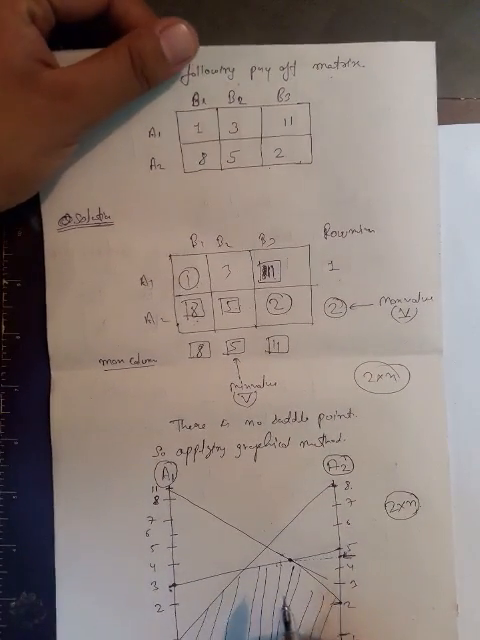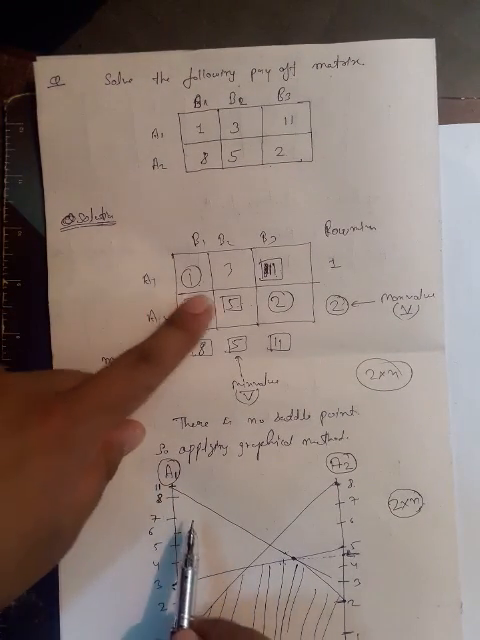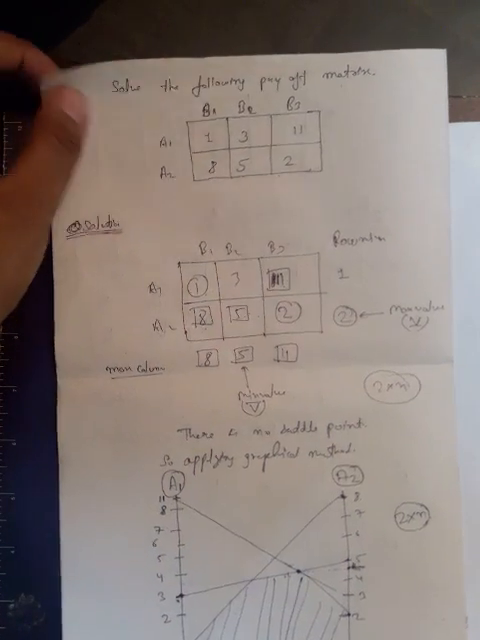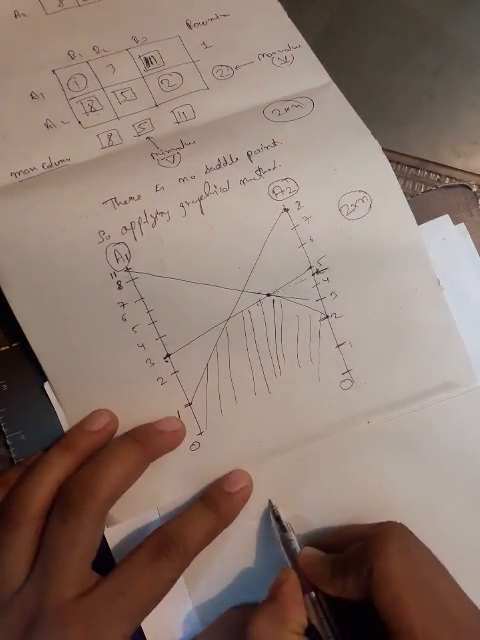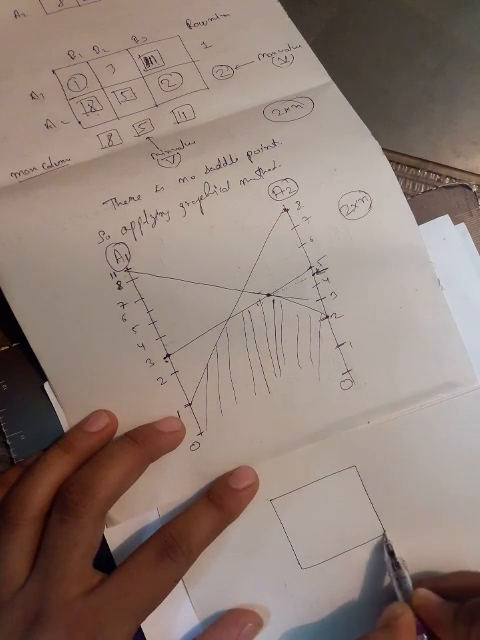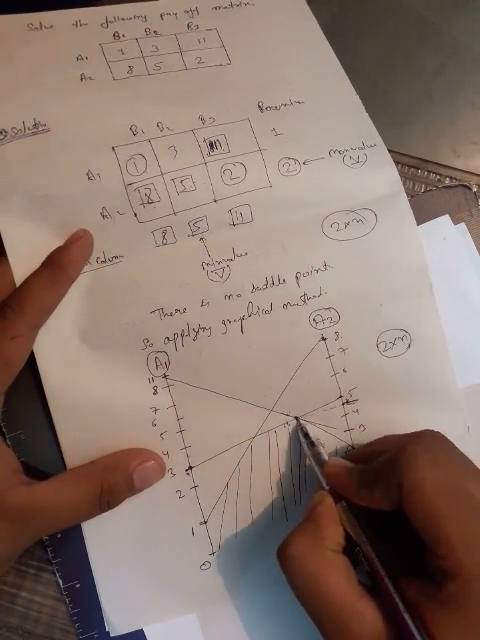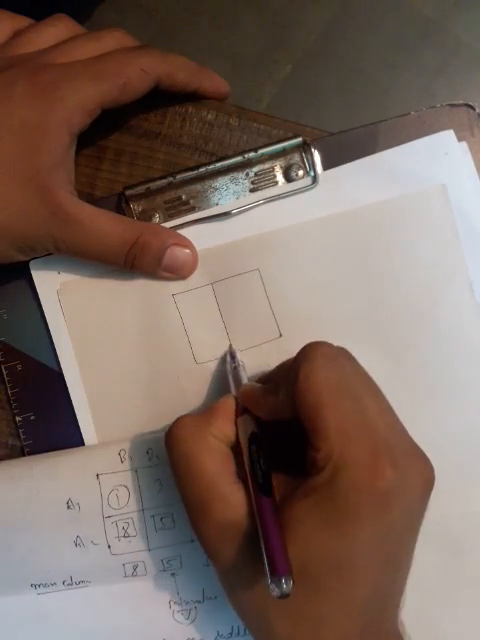Before going to that, first write which are those lines. Draw the matrix of the 2 into 2 form.